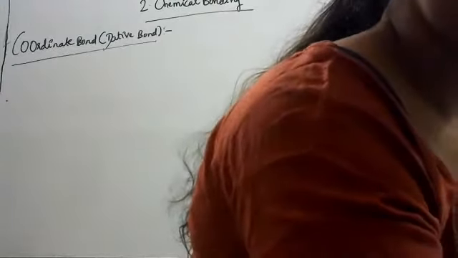Coordinate bond is a bond in which Ma'am, the screen's blur. 1 minute, the screen has become blurred. Yes, ma'am. Now it's okay.